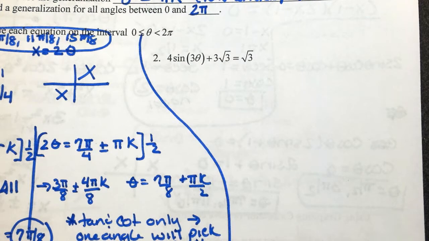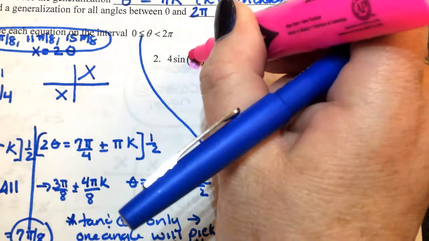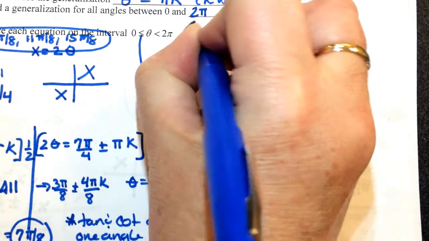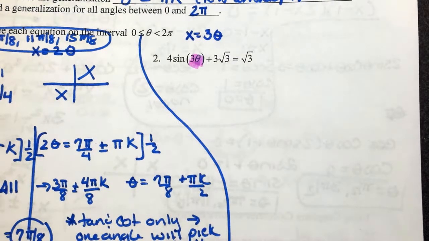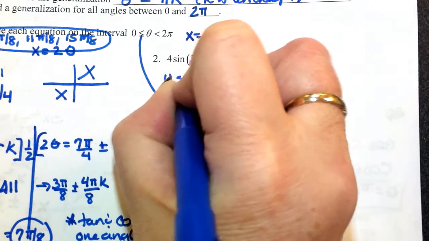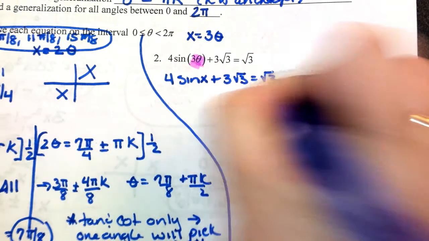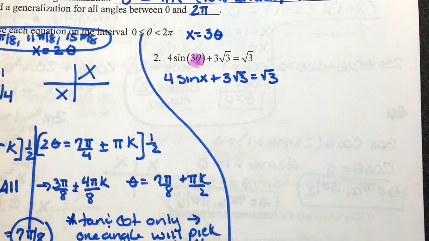So 4 times the sine of 3 theta plus 3 square root 3 is equal to square root 3. Well, first of all, notice you've got the coefficient in front of theta, which is 3. So let's take out this 3 theta for a minute, and let's just treat it like those equations we've been solving. So we have 4 sine of x plus 3 square root 3 is equal to square root 3. What's going to be your first step? What's your first step to solve this for sine? Because you got to get sine by itself. What's going to be your first step?